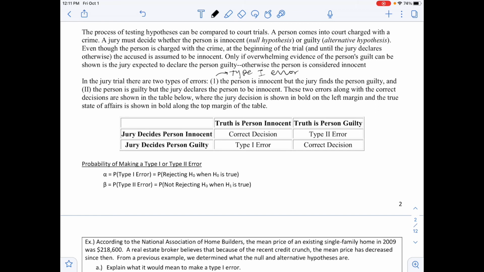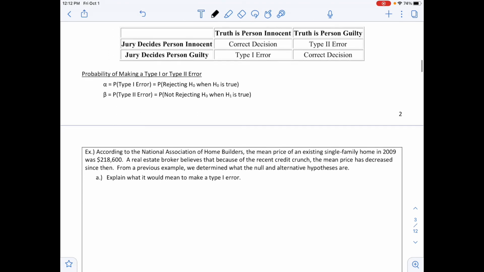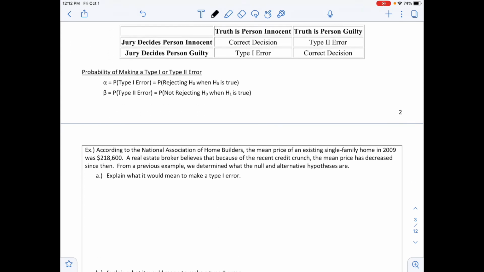And 2, the person is guilty, but the jury declares the person to be innocent. And this is called a type 2 error. These 2 errors, along with the correct decisions, are shown in the table below, where the jury's decision is shown in bold on the left margin, and the true state of affairs is shown in bold along the top margin of the table. So it looks very similar to the table that we had right above.